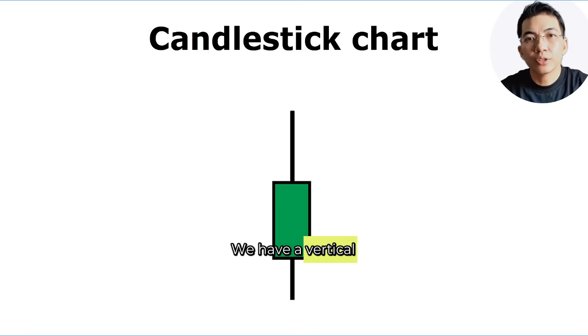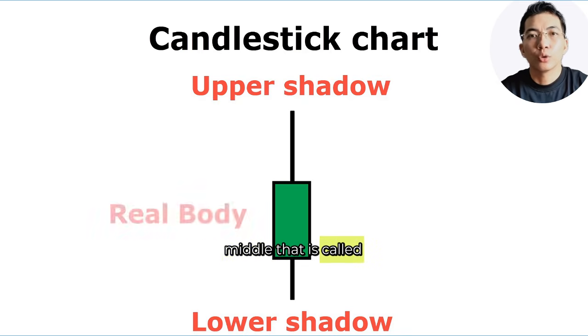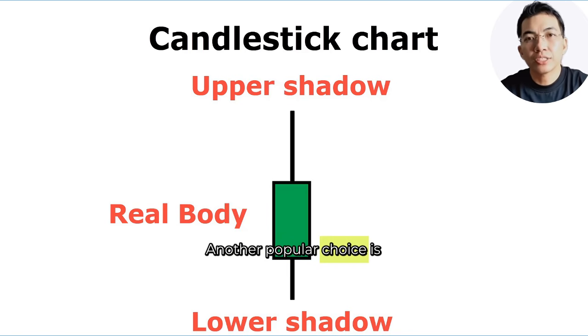We have a vertical line that is called shadow, so we have the upper shadow and the lower shadow. Then we have a large block in the middle that is called the body or real body. The real body is usually colored to give traders a quick idea about the direction of the price. I use green candles when the price goes up and red candles when the price goes down. Another popular choice is to have white candles when the price goes up and black candles when the price goes down.